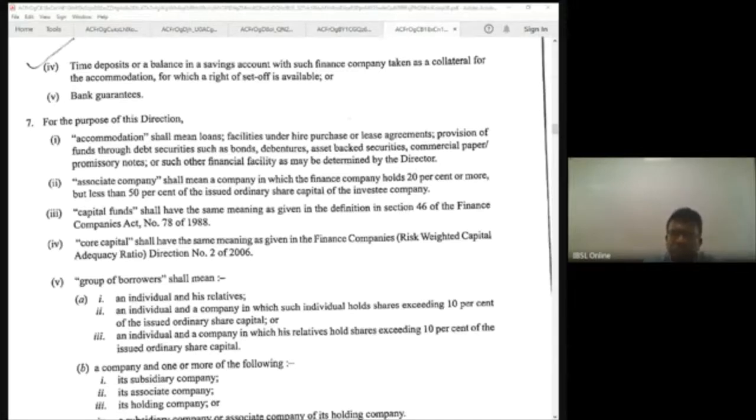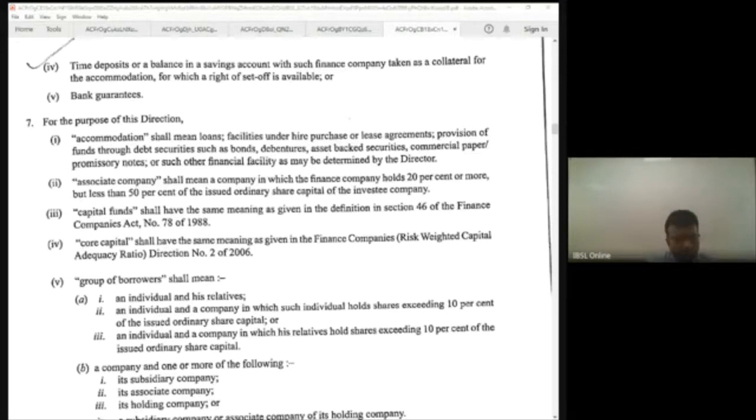People's Leasing Company owns 75% of shares of People's Insurance Company. My question is, is People's Insurance a subsidiary of People's Leasing Company? Yes or no? Yes, why? Because People's Leasing owns more than 50% of People's Insurance.